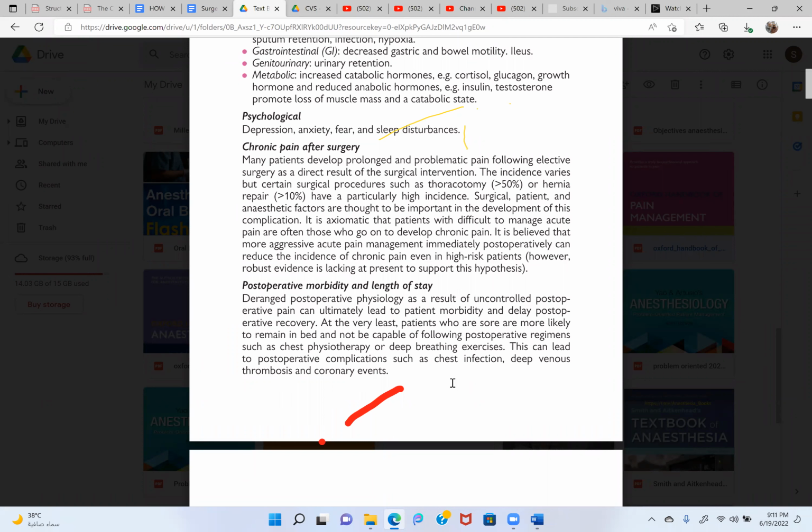Mastectomy, hernia, it looks like a very simple operation, but hernia has a very high incidence. Thoracotomy pain is one of the most severe. It is also related to chronic pain. So these are some of the procedures which are related to chronic post-surgical pain.